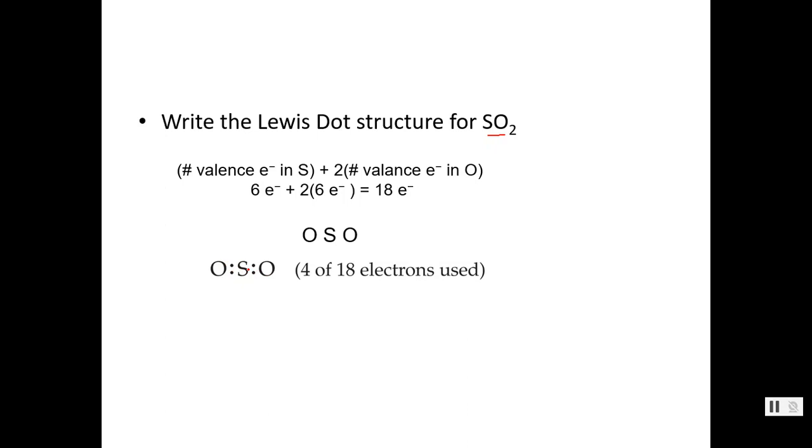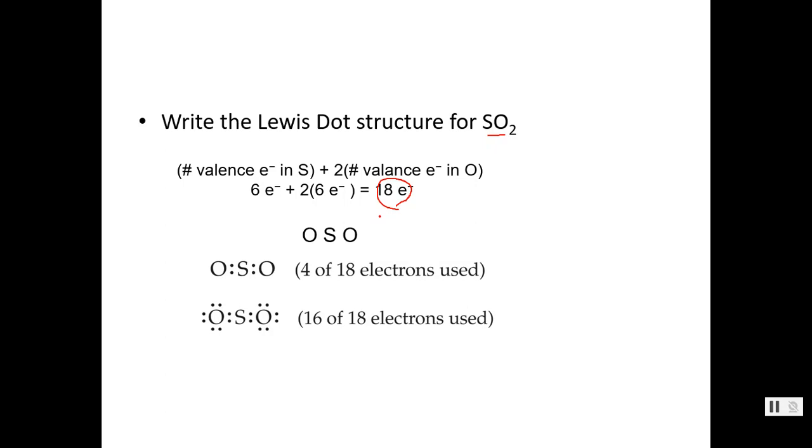The next step is to complete the octets on the outer atoms, so those 2 outer oxygens. Doing that, each oxygen now has a total of 8 valence electrons. Remember again that the electrons that are shared between 2 atoms in the shared space count for both. So the oxygen on the left and the oxygen on the right both have 2, 4, 6, 8 valence electrons. So when doing that, I have now used a total of 16 of my 18 valence electrons that I need to use for my Lewis dot structure.